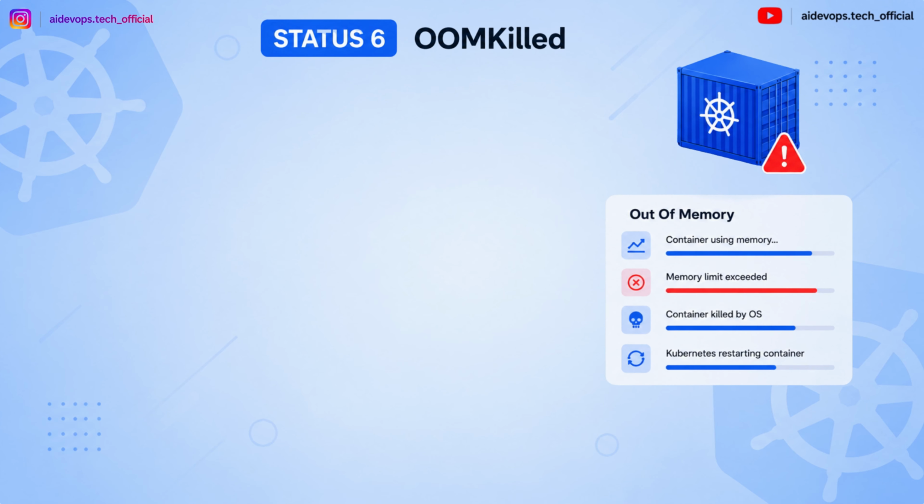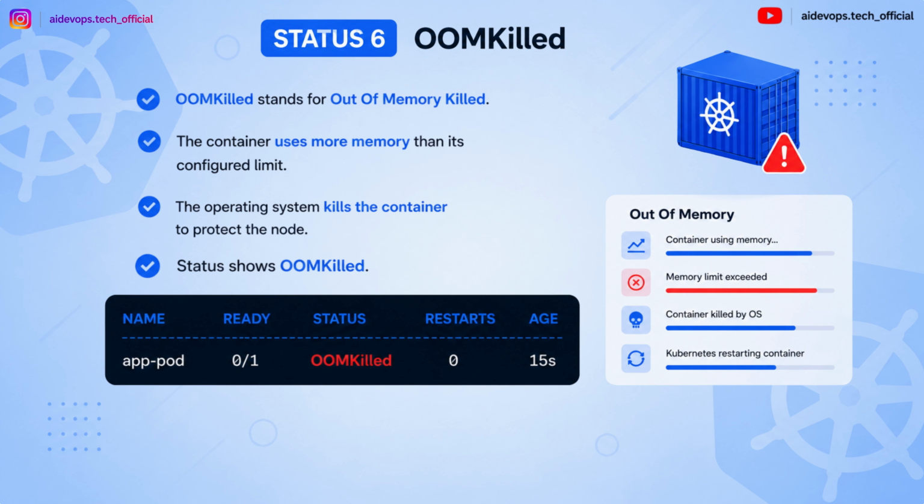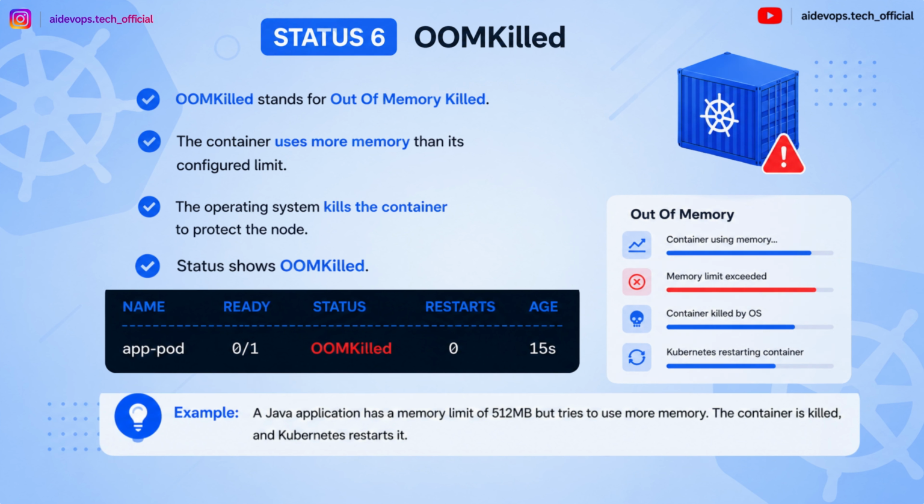Next, we have OOMKilled. OOMKilled stands for out of memory killed, and this happens when the container uses more memory than its configured limit, and the operating system will kill the container to protect the node. And you will see the status like this. For example, a Java application has a memory limit of 512 MB, but tries to use more memory. The container gets killed and Kubernetes restarts it.